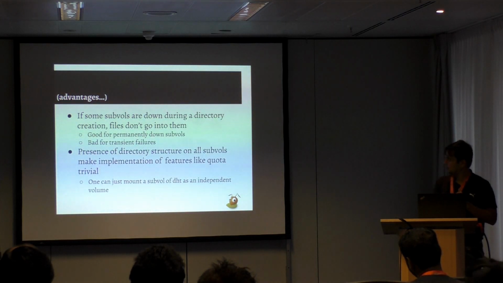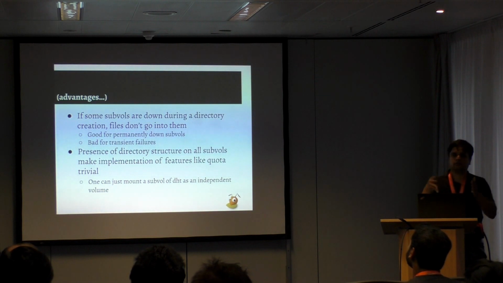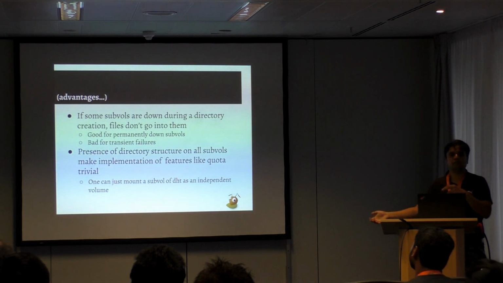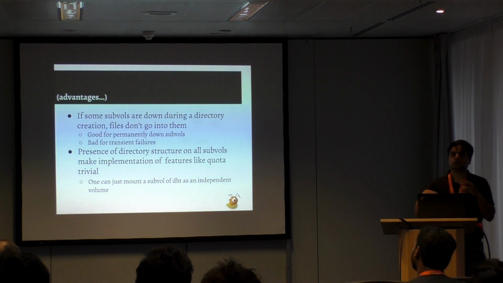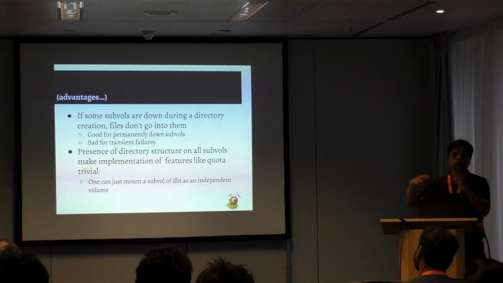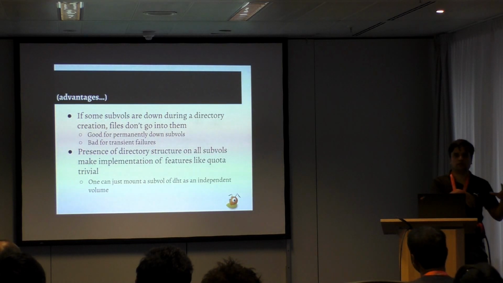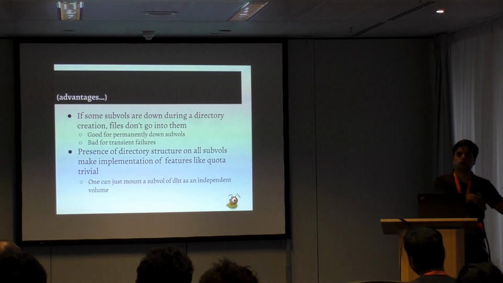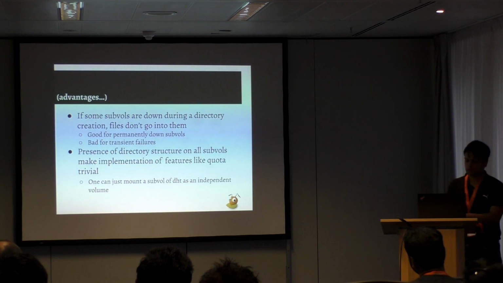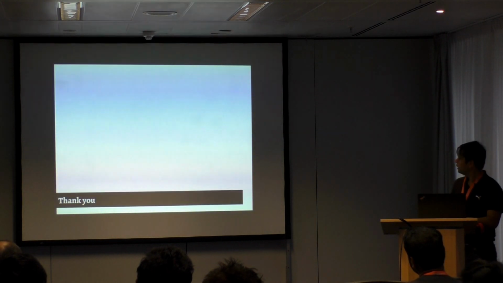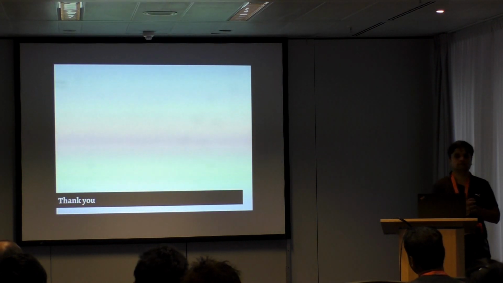The other thing is that since the directory structure is present on all the subvolumes, the abstraction from the backend file system is not complex. You can just mount a subvolume as an independent subvolume and access the data without having to do too much work to overcome that abstraction. So that's it, I think.